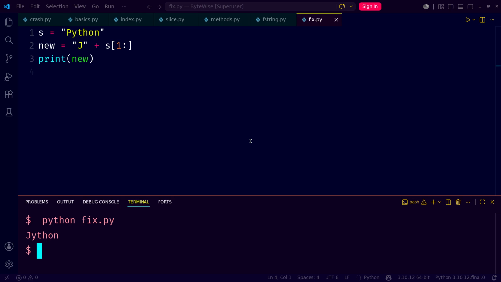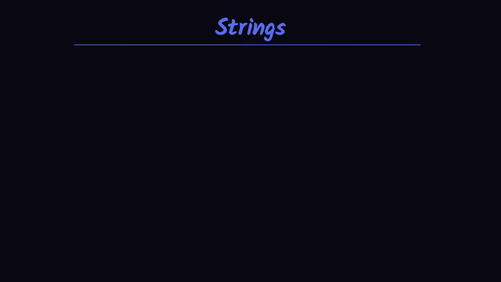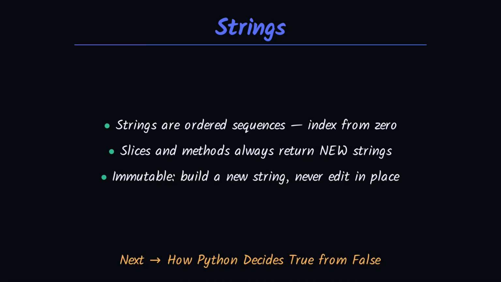So here's the one idea to carry out of this episode. A string never changes. Every slice, every method, every F string hands you a brand new piece of text, and the original always stays put. Here's your challenge before the next video. Take any word, and in a single line, build a new string with its first and last letters swapped. Try it right now. It takes 30 seconds.